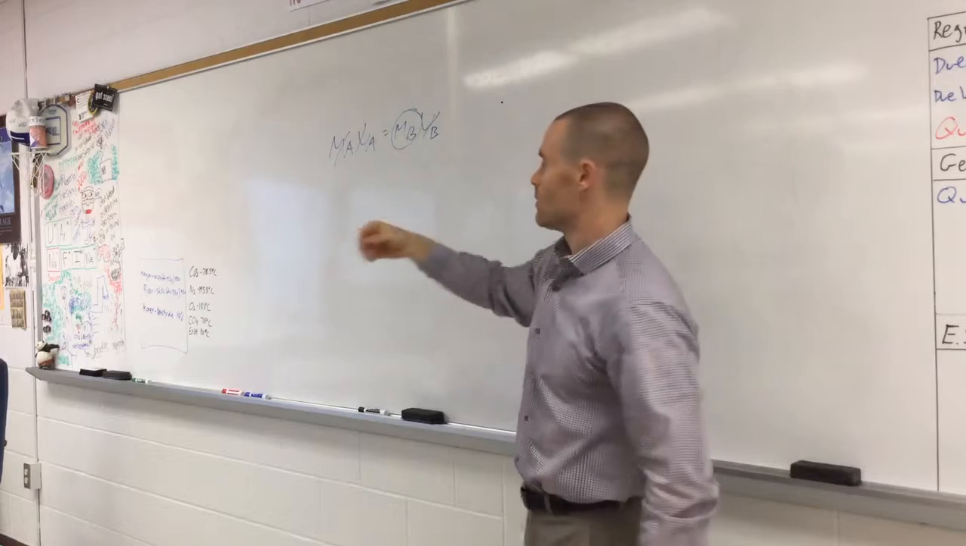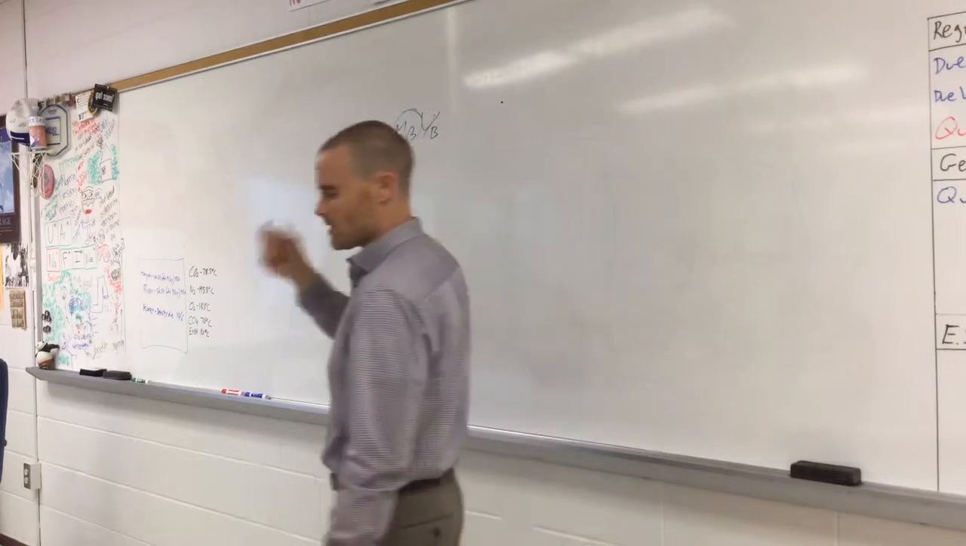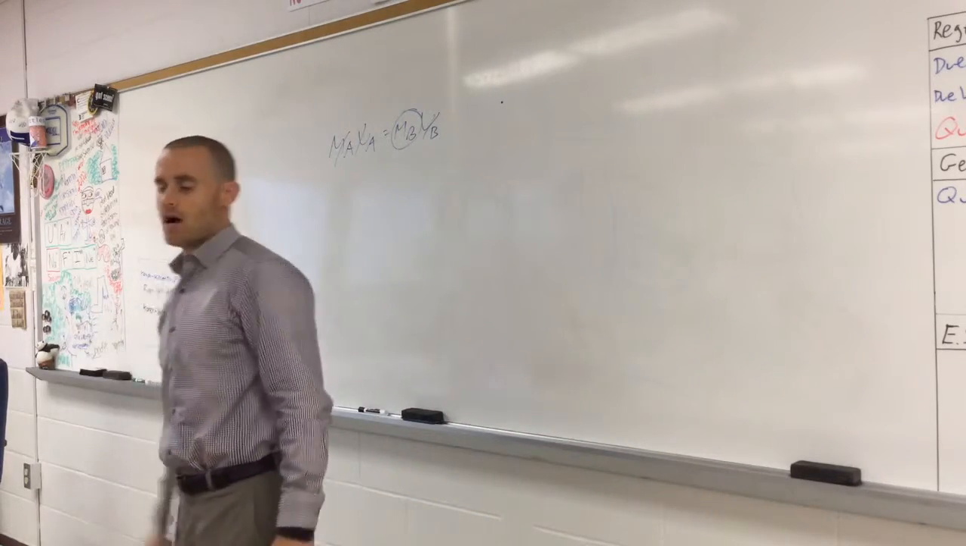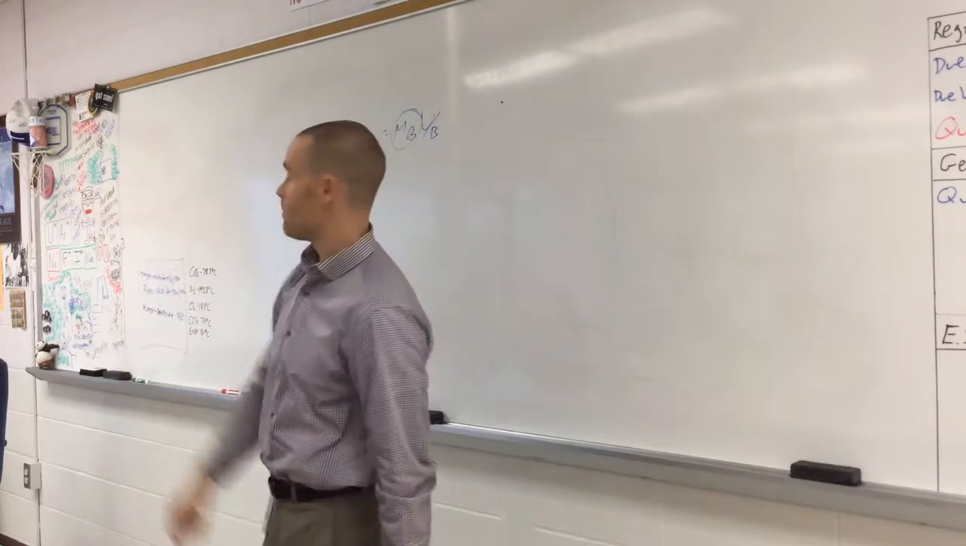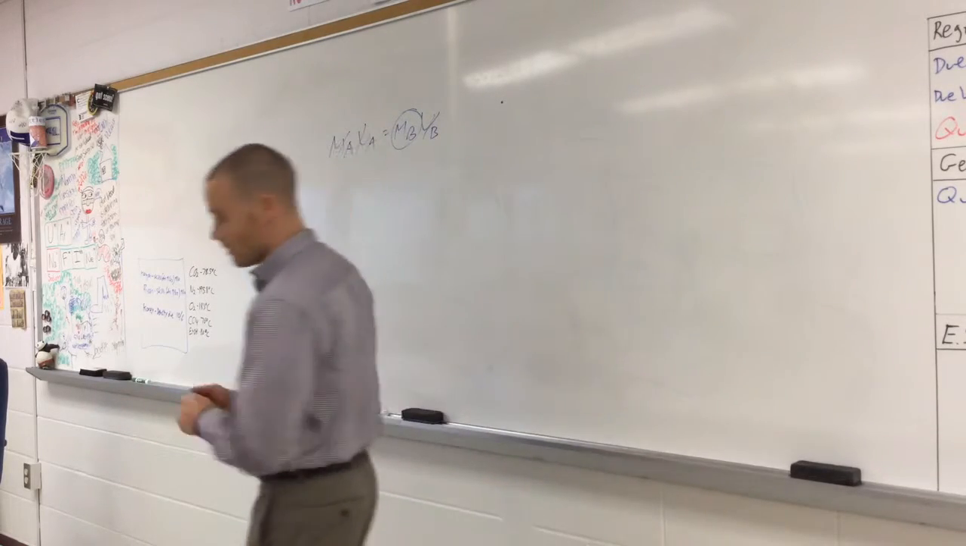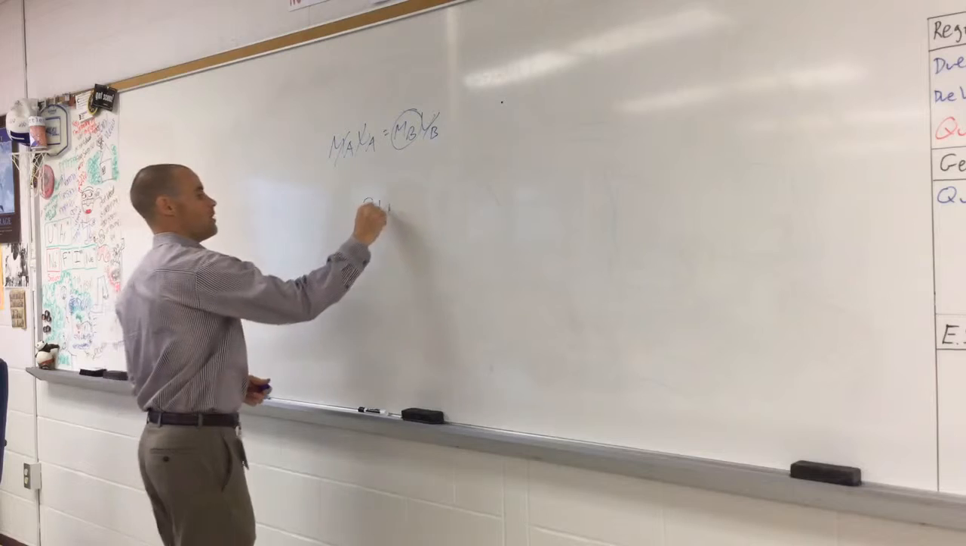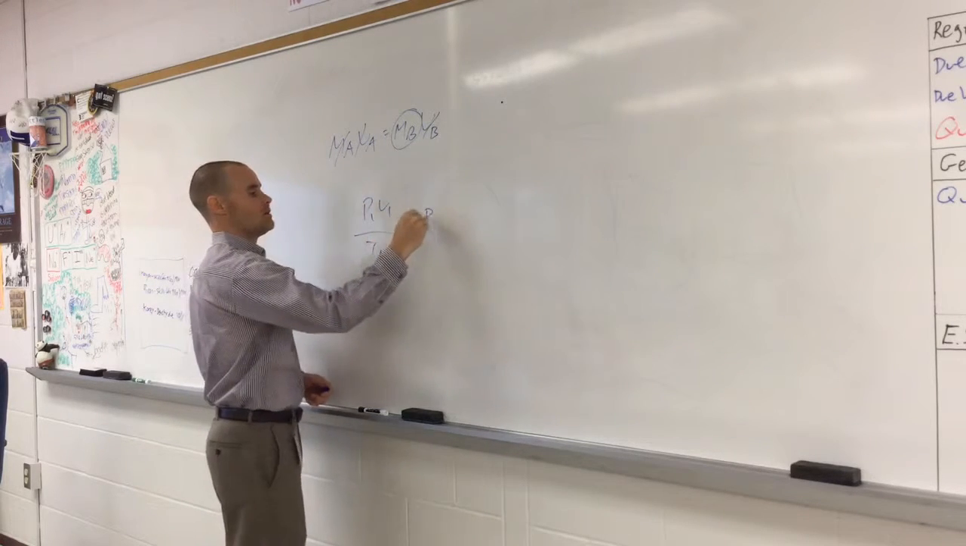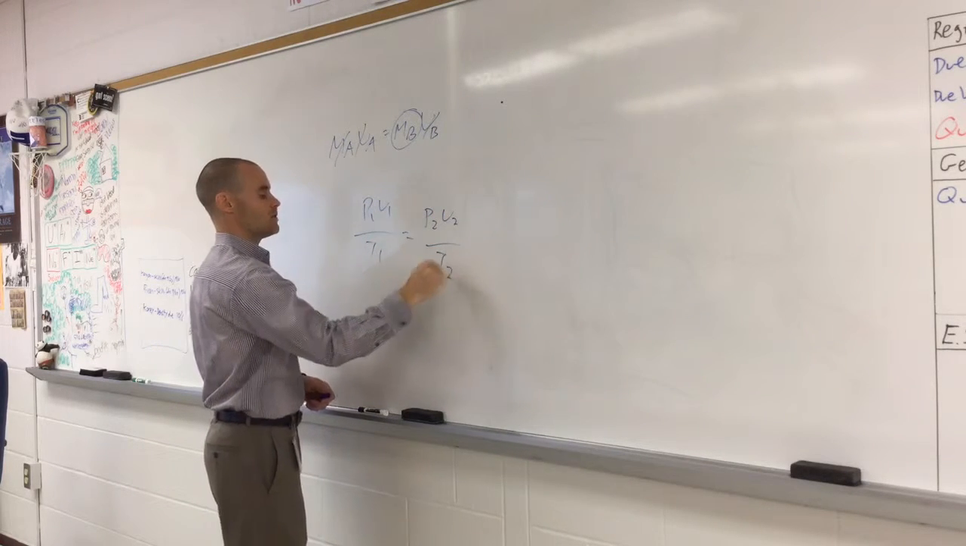So throughout the year, sometimes I forget, but I will remember once in a while to say, oh, round your answer to the proper number of significant figures. There's another formula we're going to use. P1 V1 over T1 equals P2 V2 over T2. What's that called?